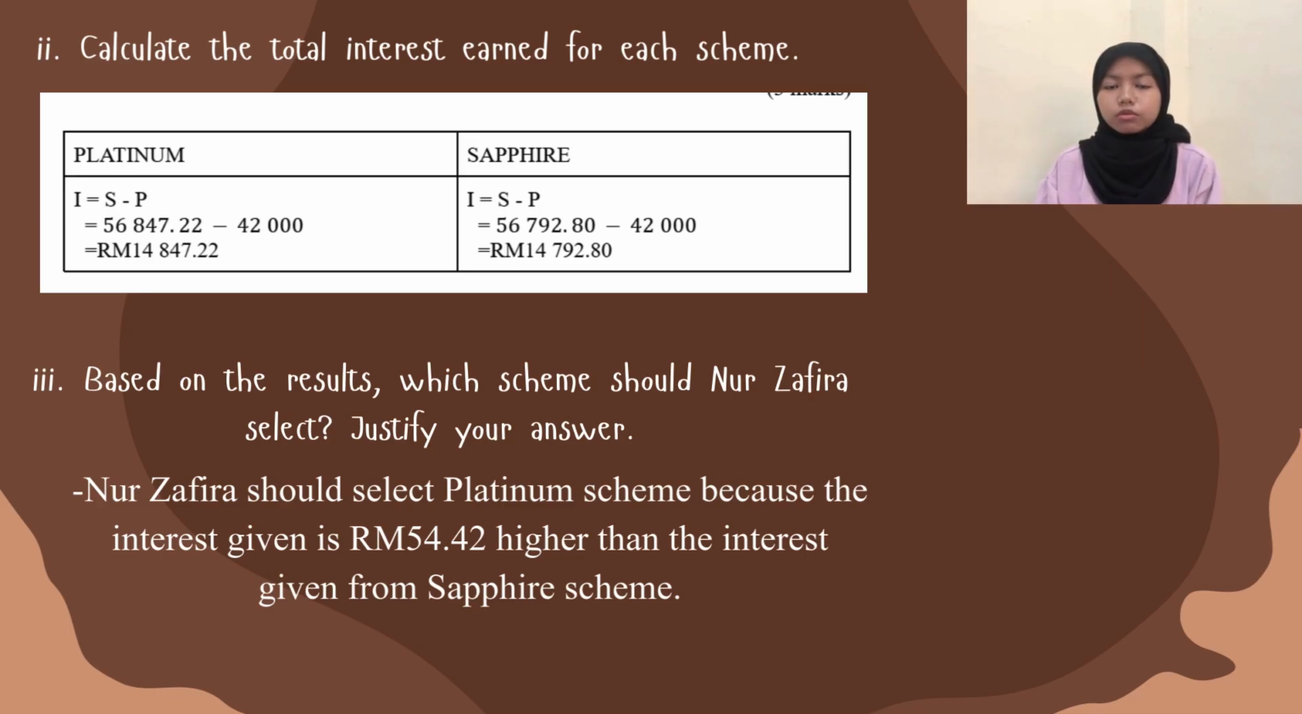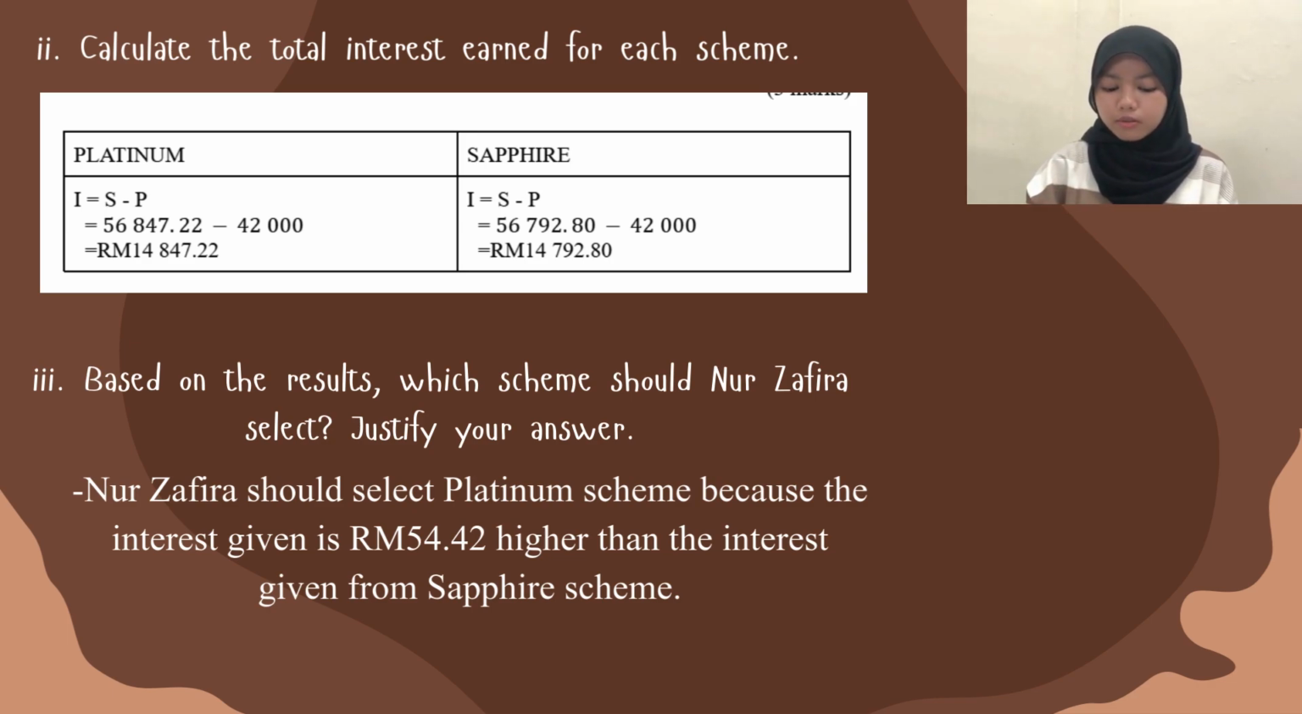For question A2, calculate the total interest earned for each scheme. We will use the formula I equals S minus P. So we just substitute the numbers: 56,847 and 22 cents minus 42,000. And we get the I for platinum is RM14,847 and 20 cents. And that is for platinum.